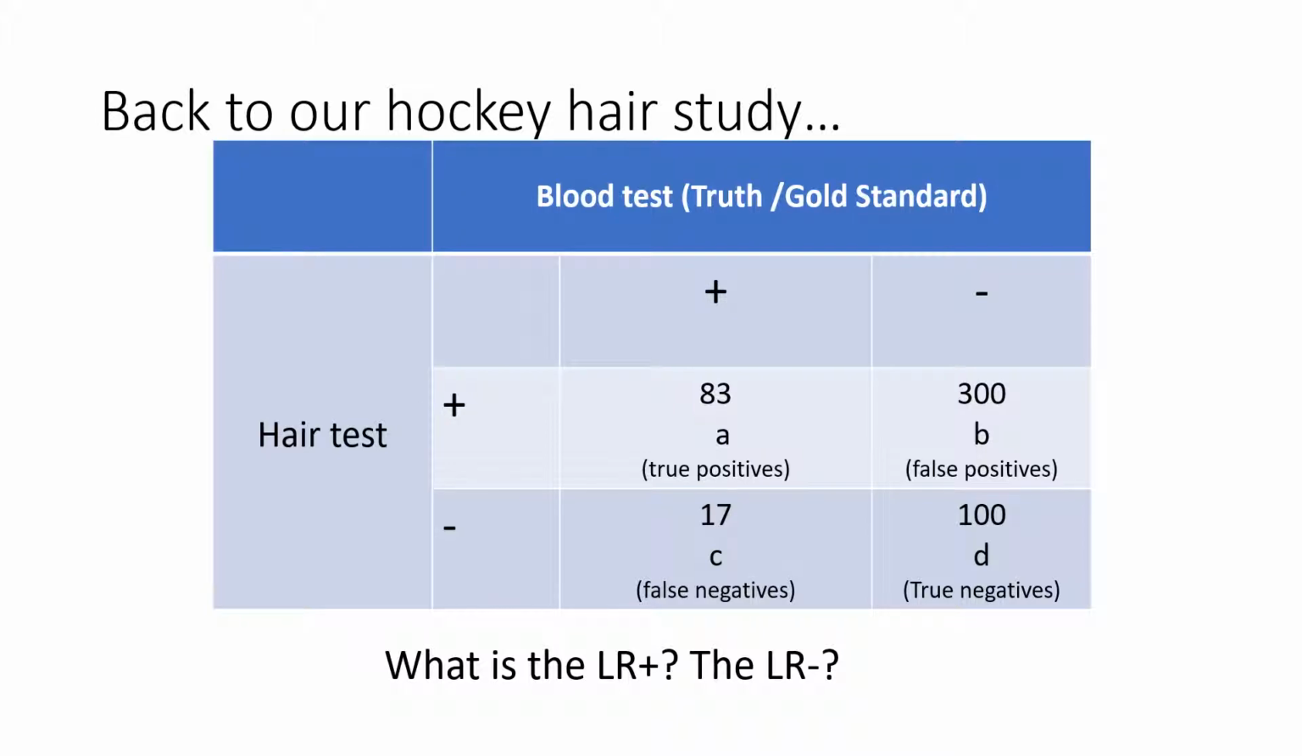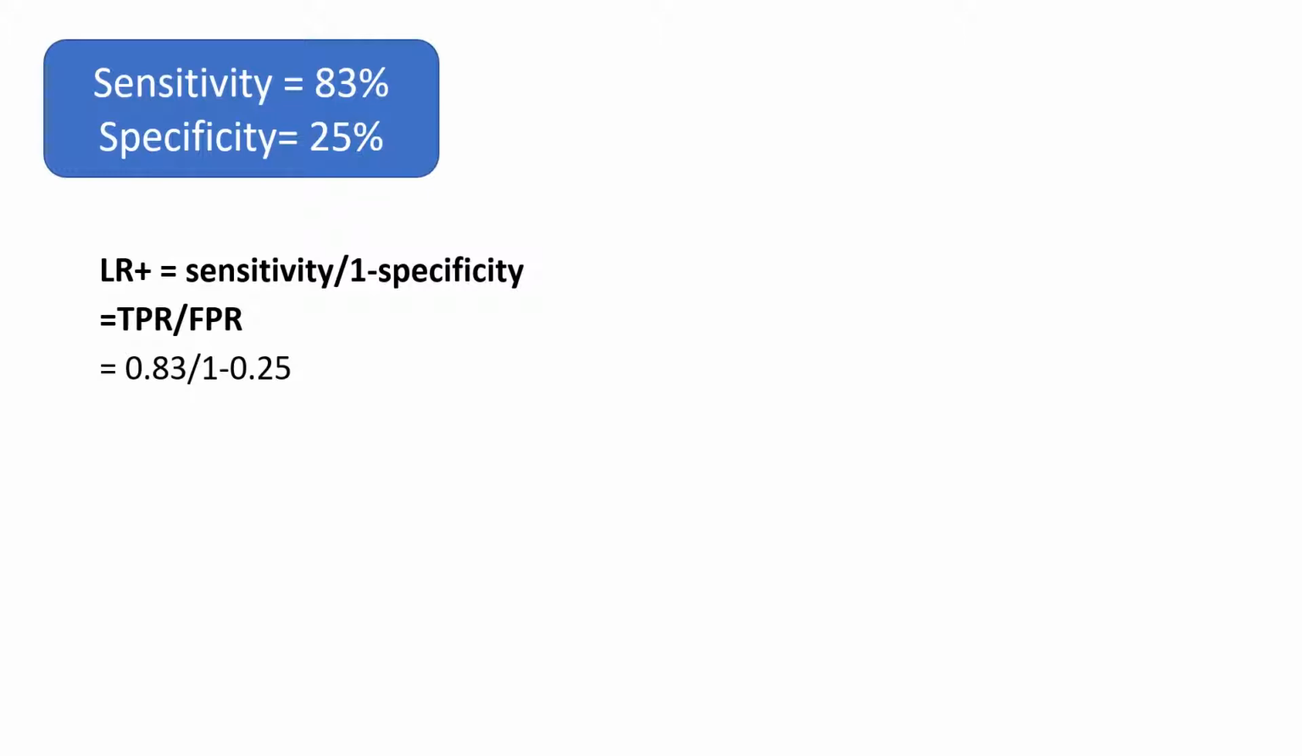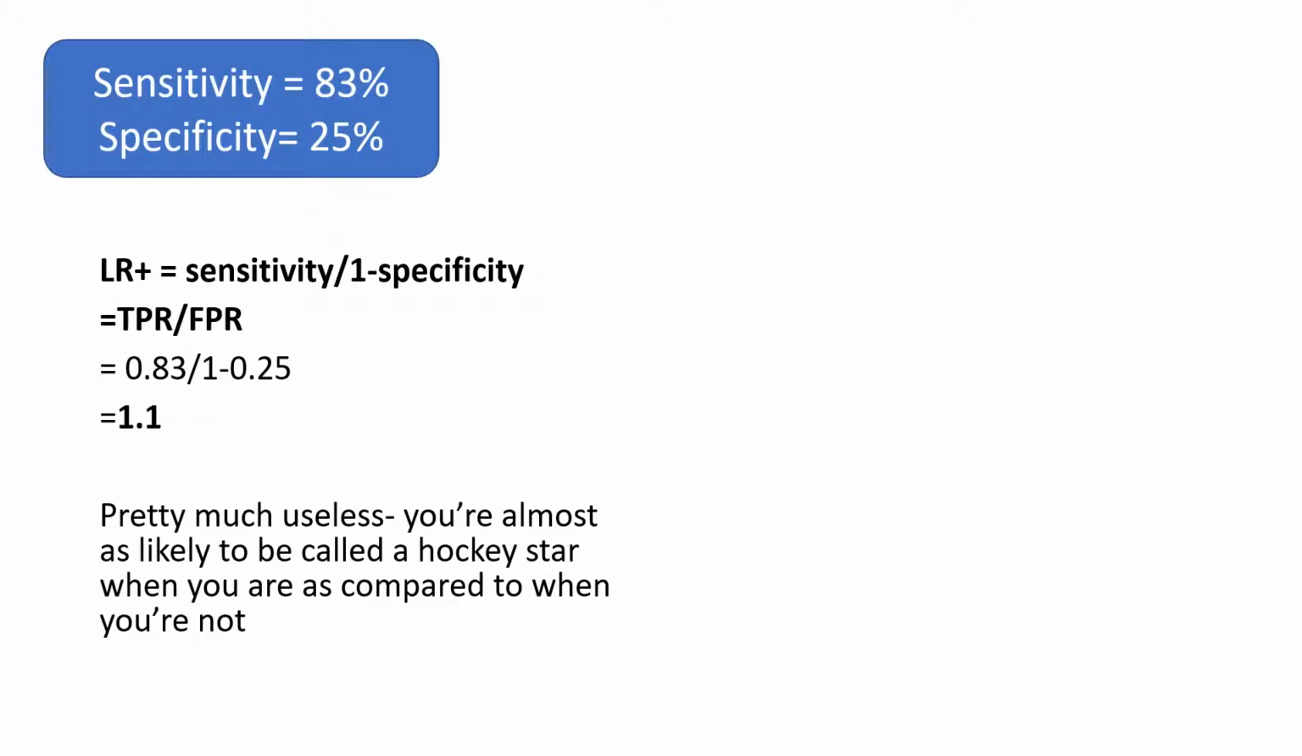So let's go back to our hockey hair study. What's likelihood ratio positive and what's likelihood ratio negative? So here's our sensitivity and specificity, hasn't changed. Likelihood ratio positive is sensitivity divided by 1 minus specificity, which is the true positive rate divided by the false positive rate, equals 0.3 divided by 1 minus 0.25, and the likelihood ratio positive is 1.1. So this test is pretty much useless, and we kind of saw this in the positive predictive value, how low it was. But it's even worse now because you're pretty much as likely to be called a hockey star compared to when you're not. So not very helpful.